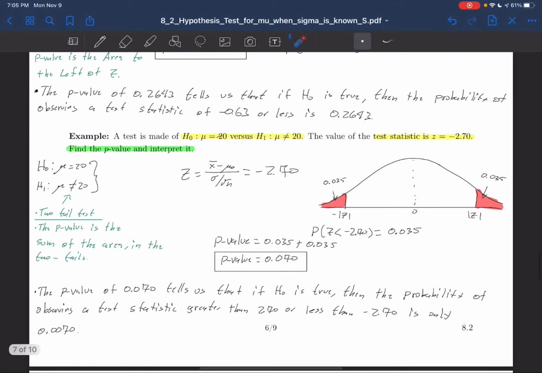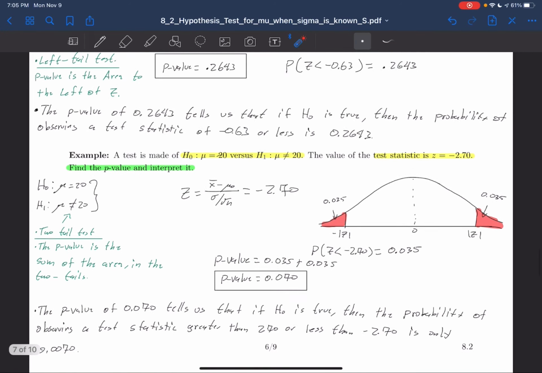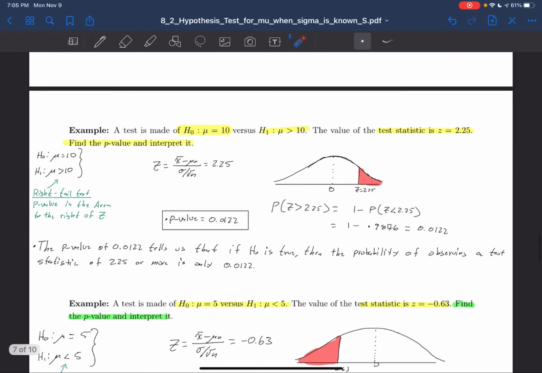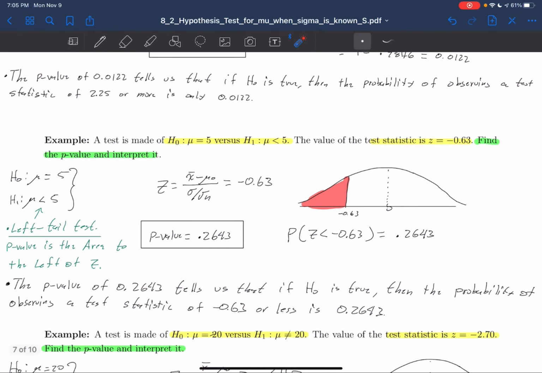But okay, just to review. What we've been doing is practicing how to find p-values. So now that we have this, we could do hypothesis testing with the p-value method.